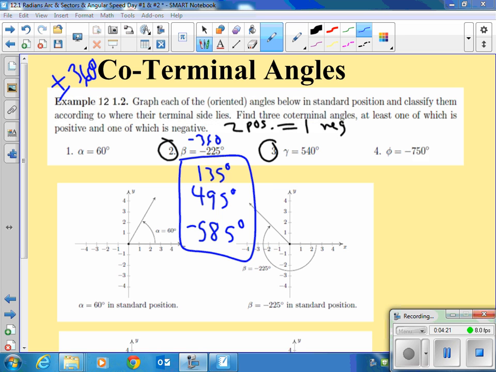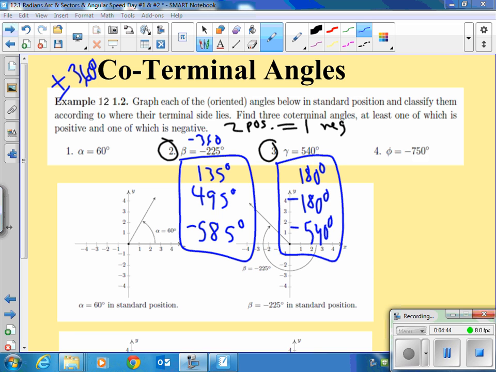Okay, let's do this with 540. Let's subtract 360, and one of them I'm going to get will be 180, right? And then subtract 360 again, you're going to get negative 180. Subtract 360 again, you're going to get negative 540. I like that one. Nice, reasonable problem to have. Well, that isn't your challenge.